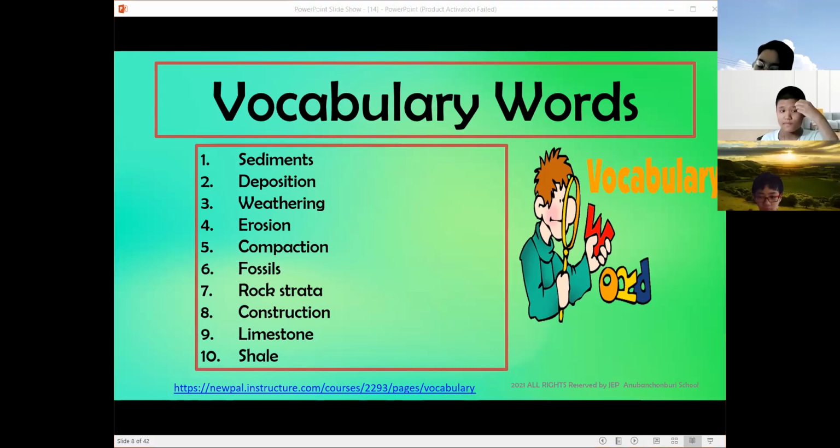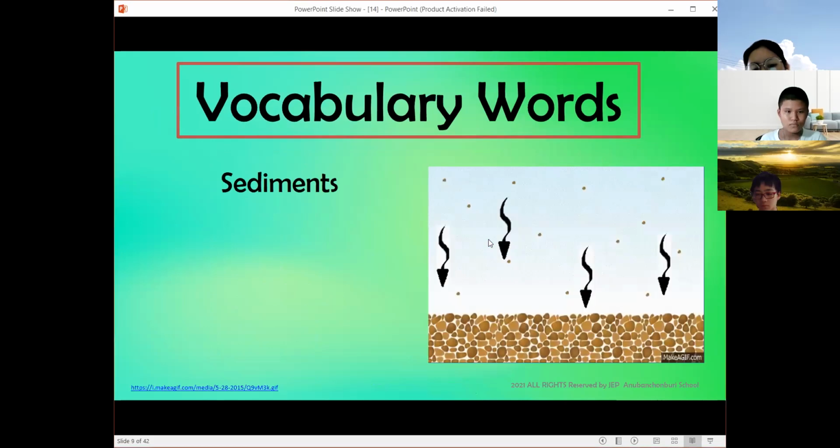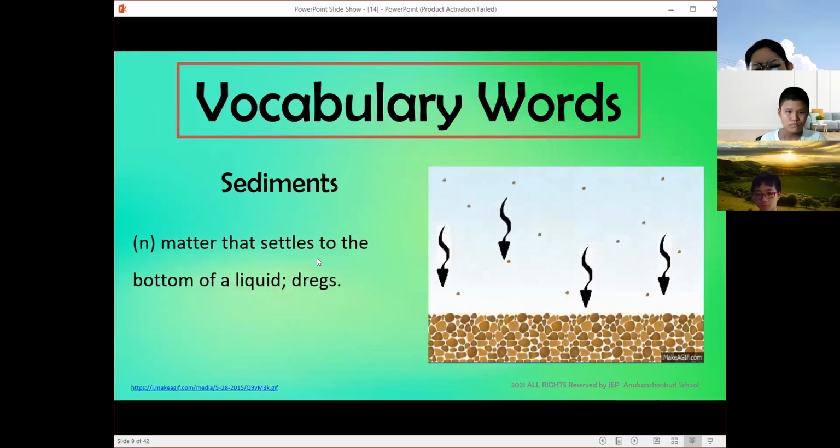Okay. So may I request all of you now to please turn off your microphone. Thank you. So at this moment in time, we're going to study all these words by its meaning, one by one. So the first word here we have sediments. Jirayu, can you read the definition of sediments? Matter that settle to the bottom of liquid, dregs.